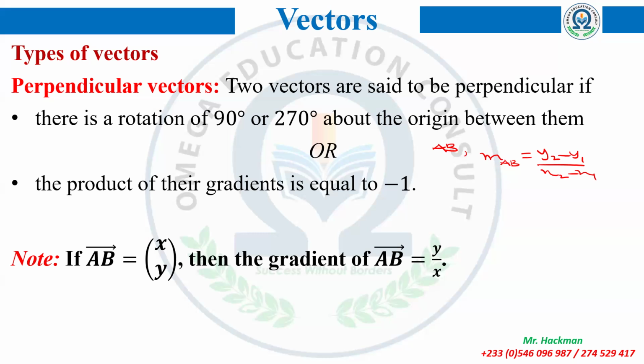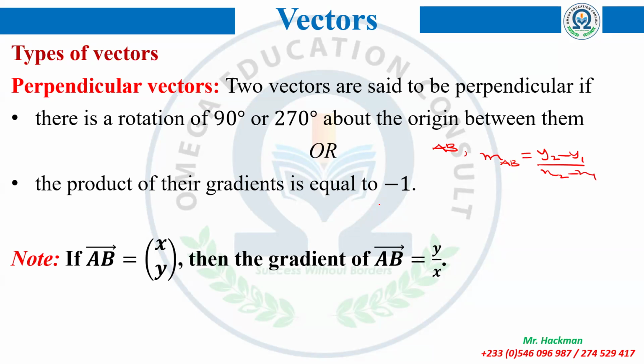When we said we are dealing with perpendicular vectors, we said that for two vectors to be perpendicular, we can also use their gradients. So the product of their gradients should be -1. I want you to go back to the parallel case and use that condition. We said for two lines to be parallel, they should have the same gradient. So can we also say that for two vectors to be parallel, they should have the same gradient?